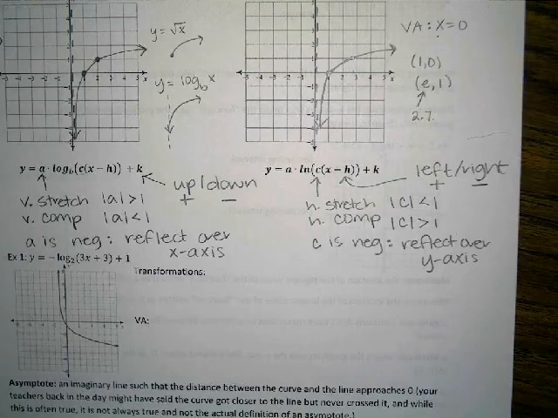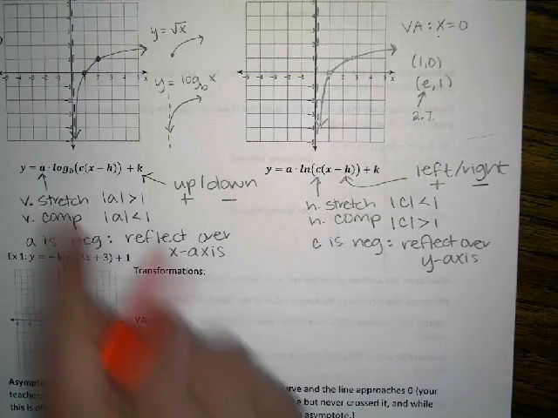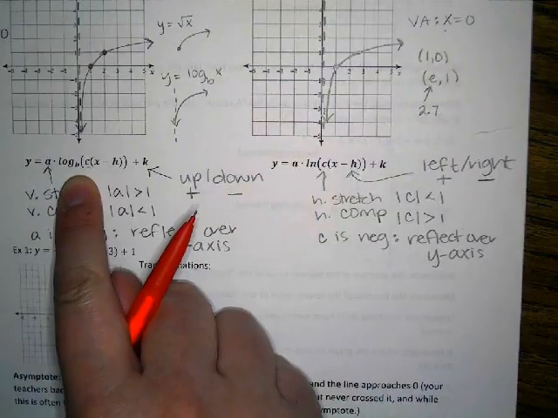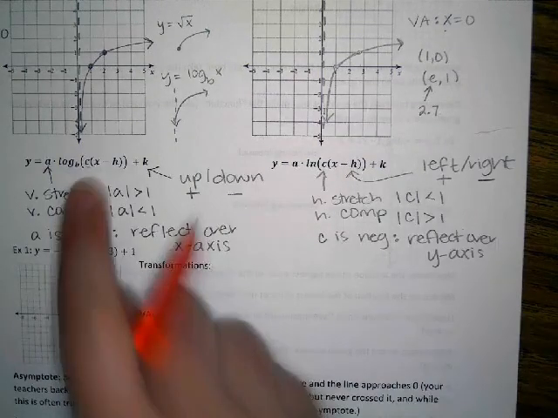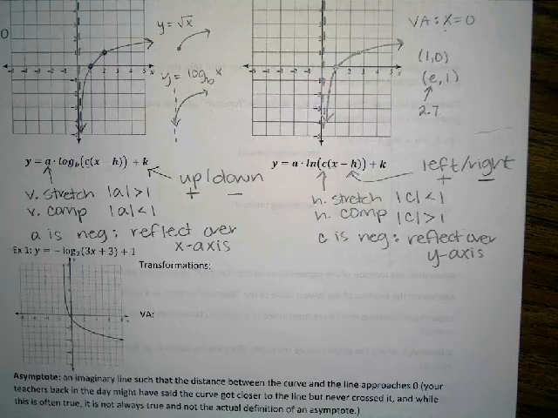The B value is not considered to be a transformation. It is just the base of the graph, so it tells you which parent graph you're looking at. So you can address it when they ask you what the transformations are, but it's not technically a transformation.